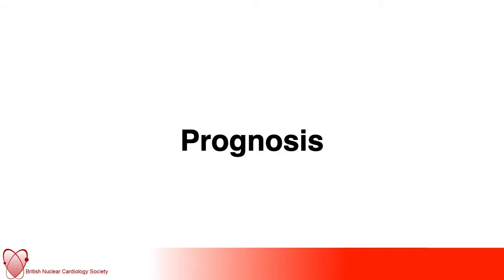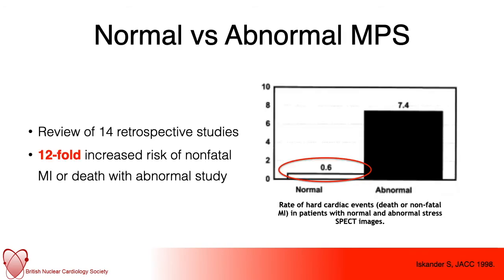So if we move on now to talk about prognosis, so how good MPS is at estimating risk to the patient of, for example, myocardial infarction or indeed death. And actually, given the evidence base behind MPS, we're pretty good at doing that. And this was a review of 14 retrospective studies. I'll show you the numbers in a second, but it actually showed that if you have a normal study, that's a really reassuring thing. However, if you have an abnormal study in any way, you have a 12-fold increase in non-fatal MI or death. And I'll show you the numbers.